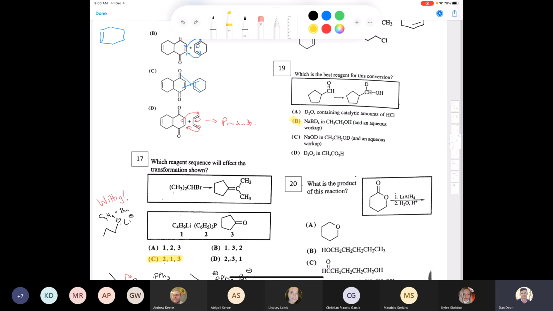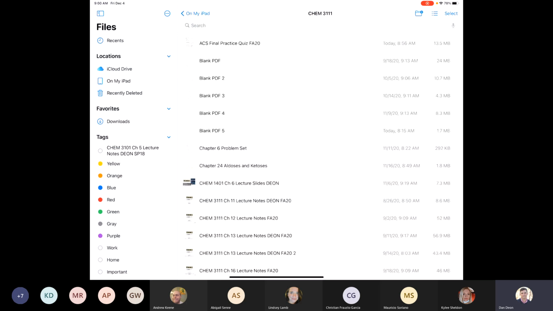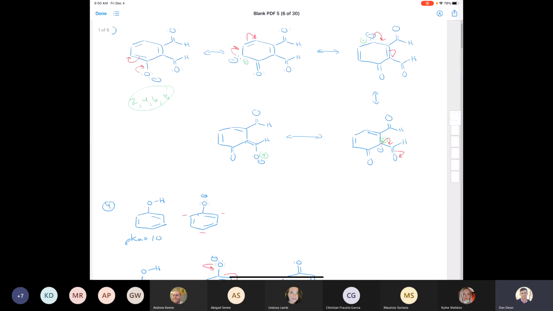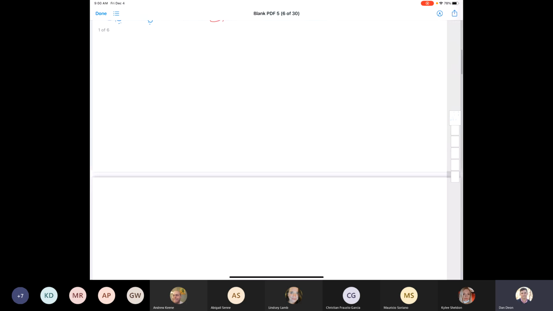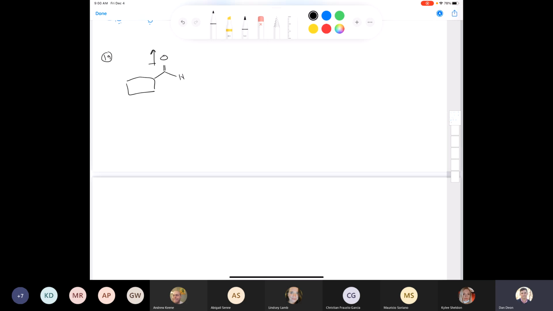Okay, I just want to go over the mechanism of this one quickly with you guys, just to make sure we're all on the same page on sodium borodeuteride reduction. So this is question number 19. Let's start by drawing out the cyclopentane carbaldehyde. Remember, we have a dipole going this way, or we could say the oxygen is delta minus and the carbon is delta plus, like that.